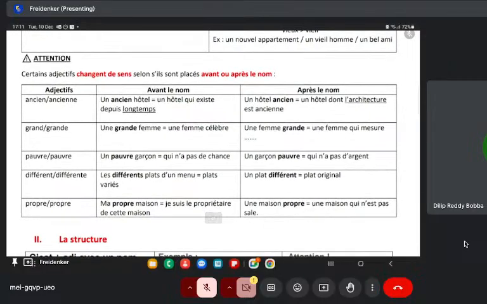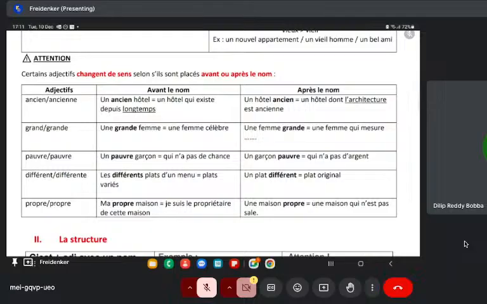Pauvre means poor. When I place pauvre after the noun, because usually we place adjectives after the noun, right? So un garçon pauvre means a poor boy. He doesn't have any money, qui n'a pas d'argent. But when I place pauvre before garçon, it means poor fellow, like he has no luck at all. So un pauvre garçon.